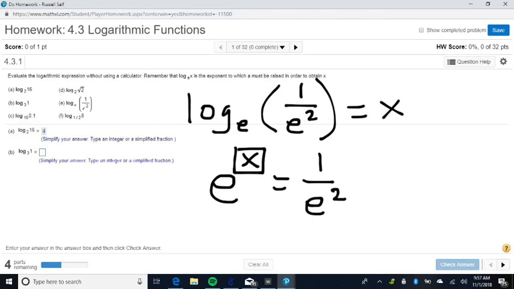And so think about your laws of exponents. We get an e squared, right? And we started off with plain old e. So we know that we need an exponent of 2, but it's 1 over that. And the only thing that causes that to happen is to have a negative. So it's e to the x is equal to e to the negative 2 power, right?